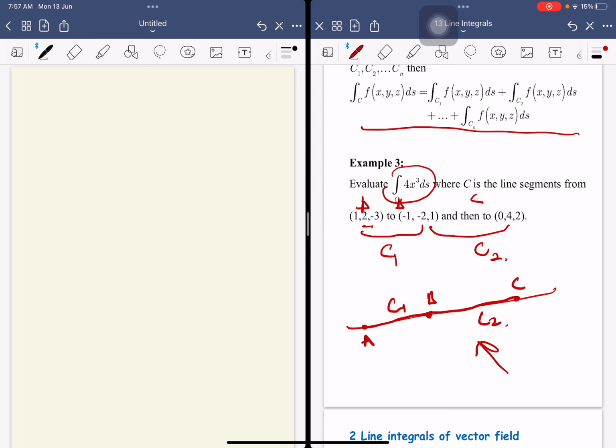So now we're going to solve the integral of x to the power of 3 ds. C is the sum of C1 and C2, so let's solve curve by curve. Let's name it part A, for C1.